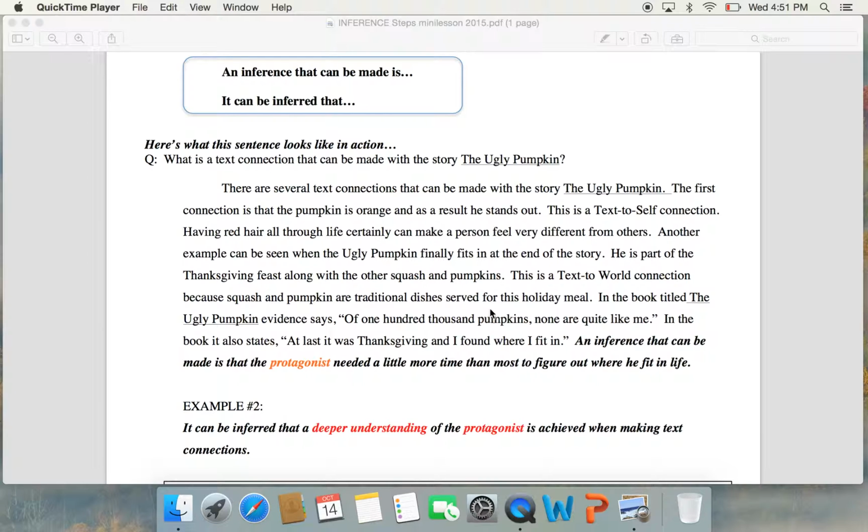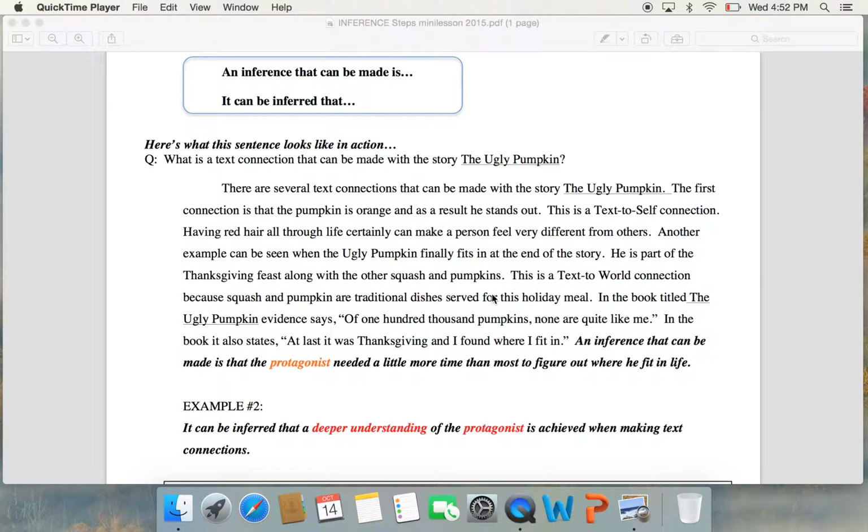That was my conclusion. Based on what I wrote, based on what I know about the pumpkin, and based on what I know about life, not everybody fits in right away. Sometimes people take longer paths to see where they're going to end up. You know what? That's my inference.